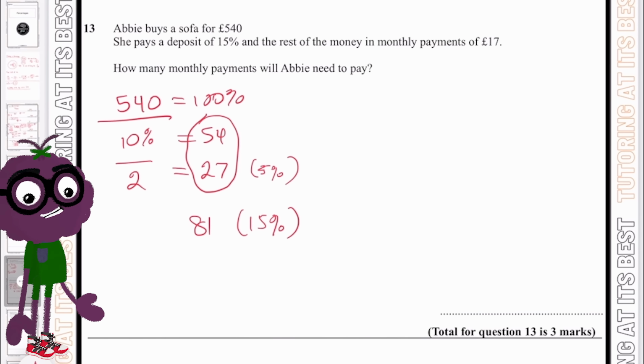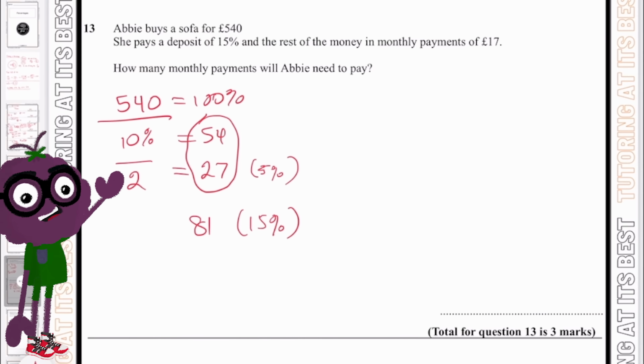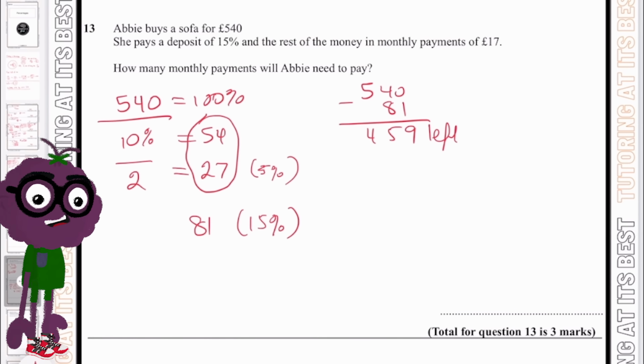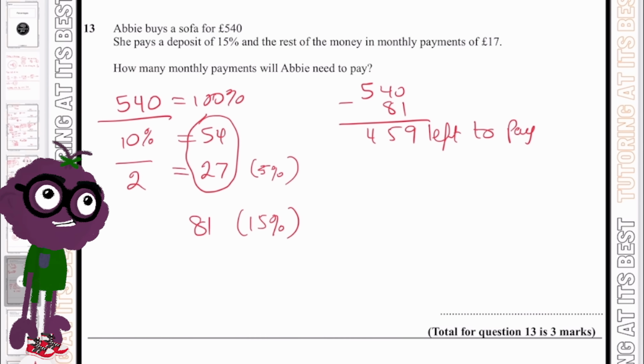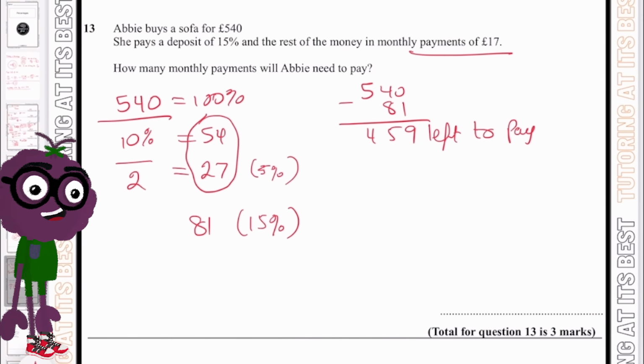I've now gone ahead and done that. Let's go ahead and subtract that from £540. And that gives me 459 left to pay. So now I've gone ahead and done this, I need to now divide this by monthly payments of £17.